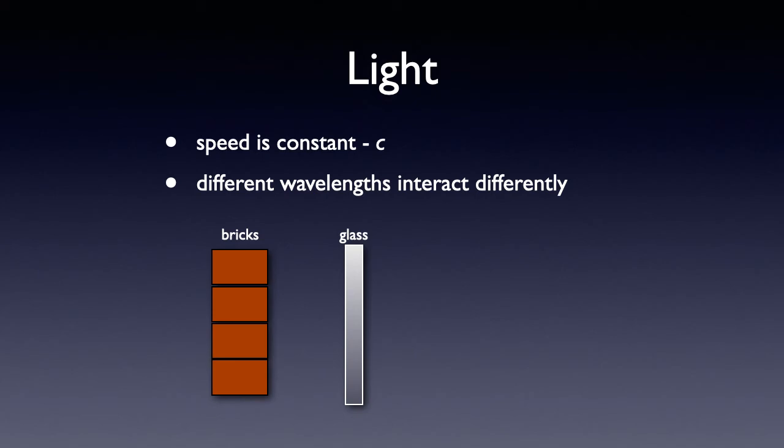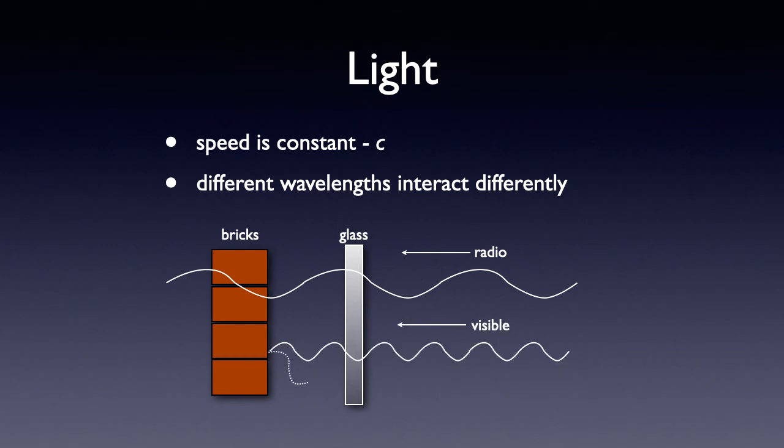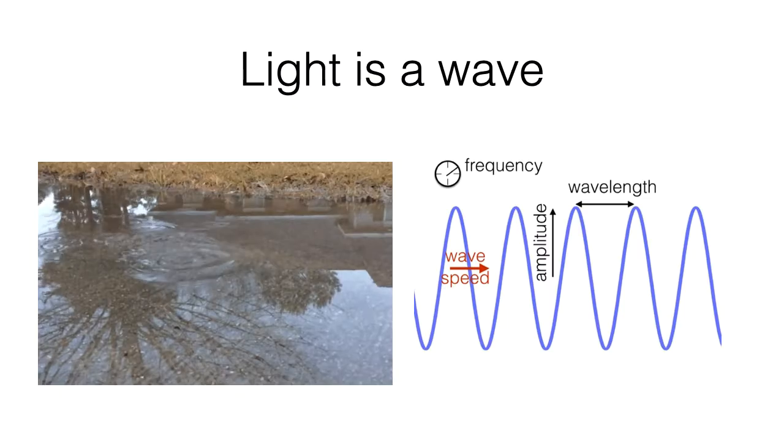Different wavelengths interact differently with matter. So if I have a radio wave, it will go through glass, it will go through bricks. That's why your phone, which essentially uses radio waves to contact the cell tower, works inside. It works through glass. Okay. Visible light goes through glass, but it doesn't go through bricks. So those radio wave and visible light are really physically the same thing. They just have different wavelengths, which leads them to interact differently with matter.